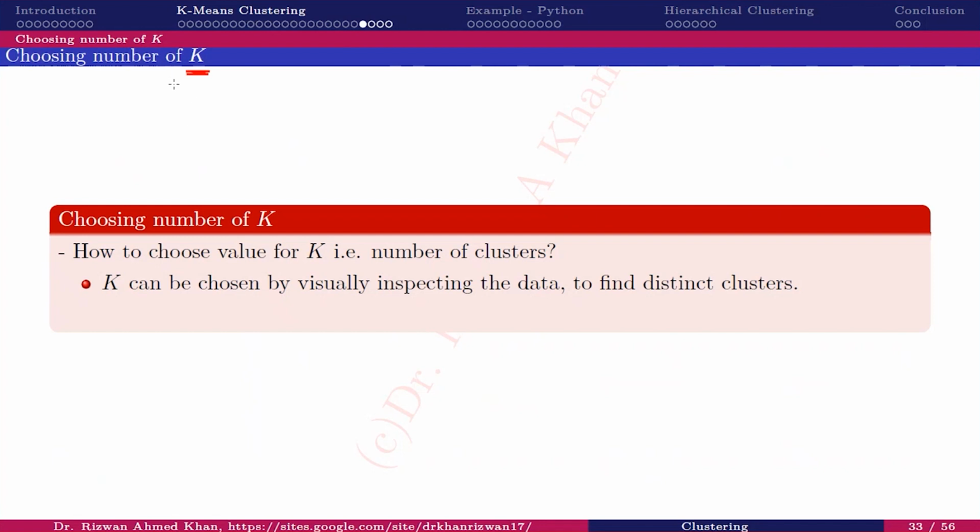Then what can machine learning engineers do? So how to choose the value of K, the number of clusters. So this is big K, the number of total clusters in the data set. K can be chosen by visually inspecting the data. This is one of the most trivial answers: plot the data and see what kind of structure is there. But sometimes this is impossible, and I will explain why.